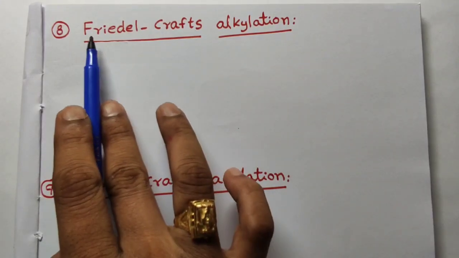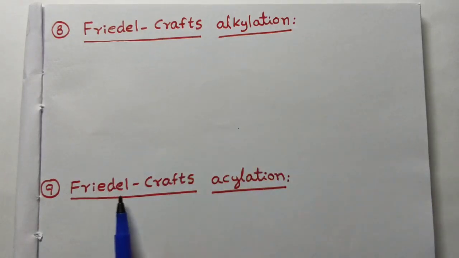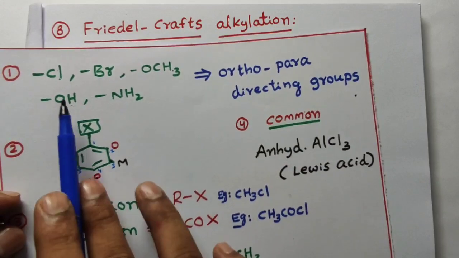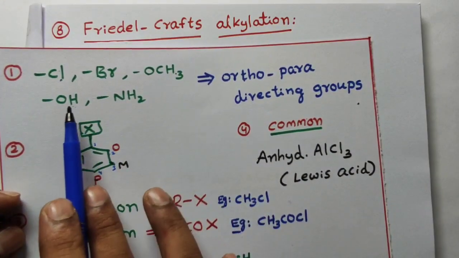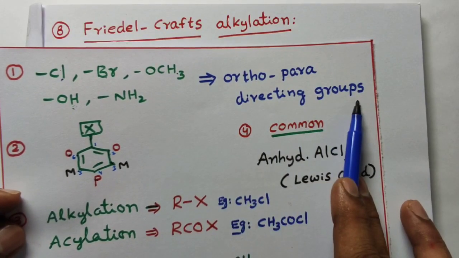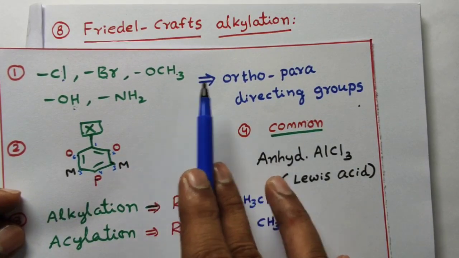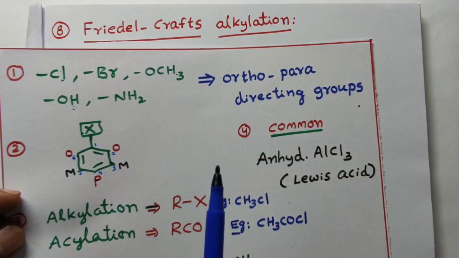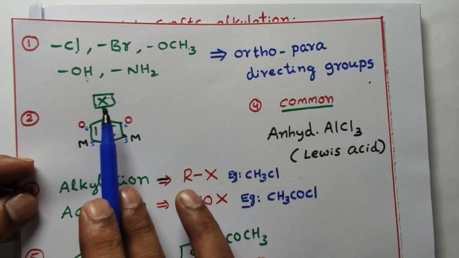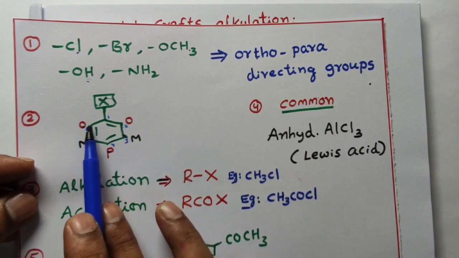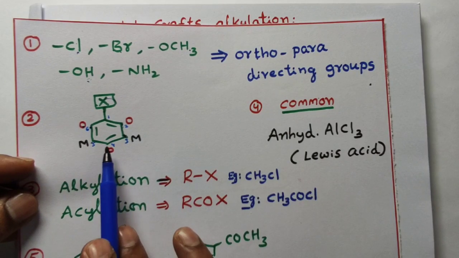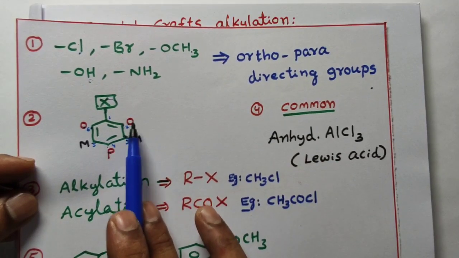Next, let us compare and learn Friedel-Crafts alkylation and Friedel-Crafts acylation of chlorobenzene. Before that, learn a few basics. Chlorine, bromine, OCH3, OH, NH2 are called ortho-para directing groups. In the presence of these groups, the electrophile attacks at the ortho position and para position. For example, benzene has some group, let us take it as X. The second position and sixth position are called ortho positions. The third position and fifth position are called meta positions. The next one is the para position. You can observe here ortho, meta, para.